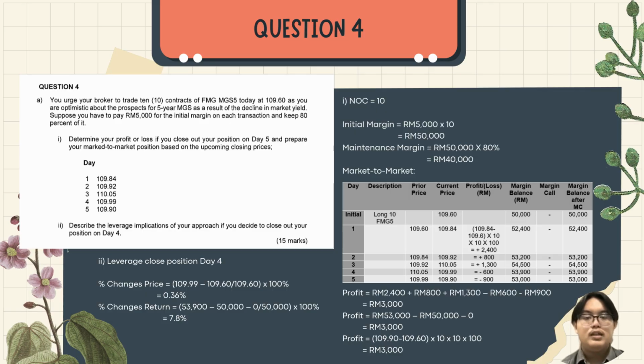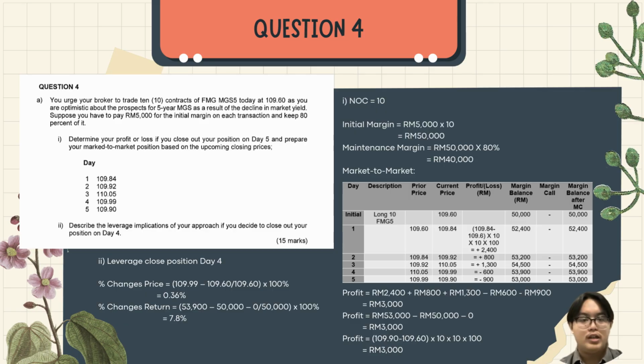Day 1, the opening price is 109.6. On day 1, the price increased to 109.84. So the investor earned a profit of 2,400 ringgit. On day 2, the price increased again to 109.92, giving another profit of 800 ringgit. On day 3, the price rose to 110.05, so the profit is 1,300 ringgit.